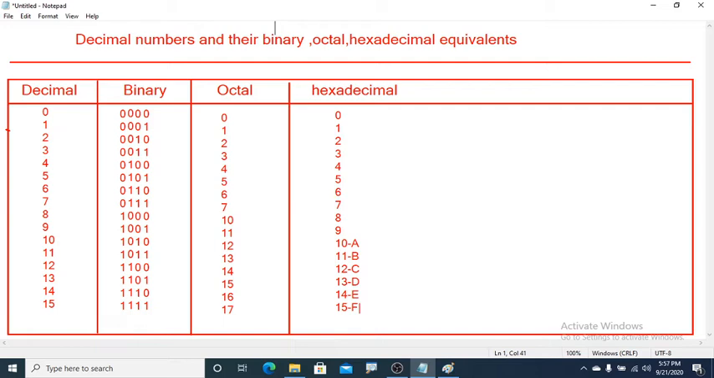Now I wanted to test this chart with the help of converting from the decimal system to binary, octal or hexadecimal. So now let us understand. They may give us this decimal number. Let us take this 10. So, steps for converting decimal to binary.